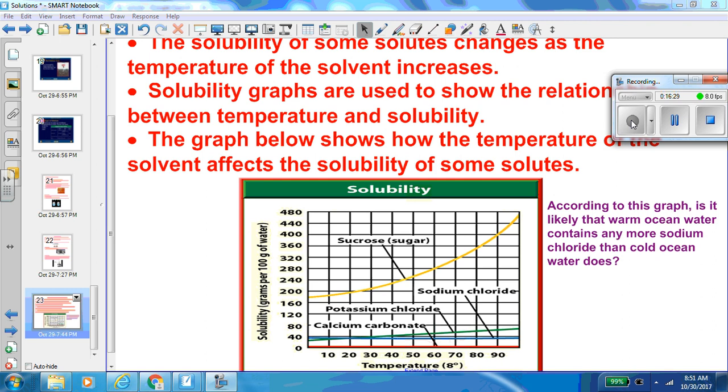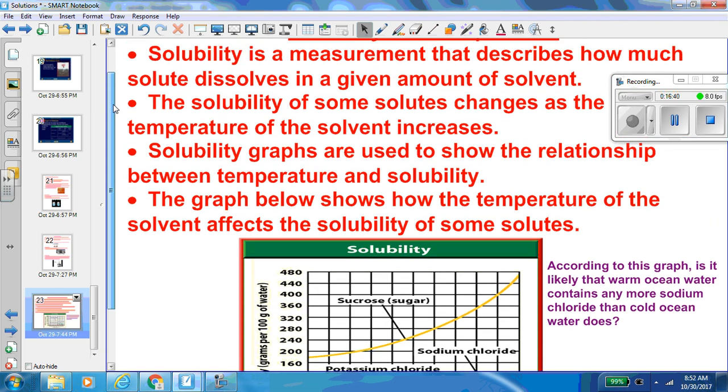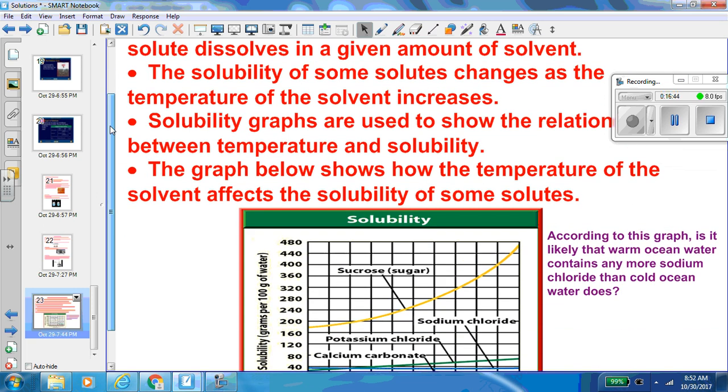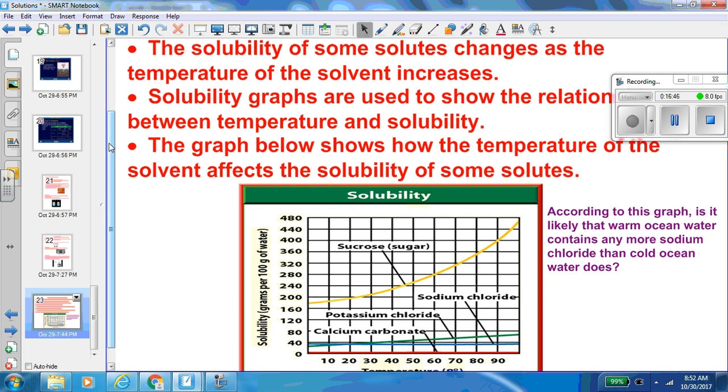So this graph really shows us the amount of solute that we're dissolving in our solvent at the given temperatures. So we can see how changing the temperature is going to affect the amount of solute that will dissolve in a particular solution.